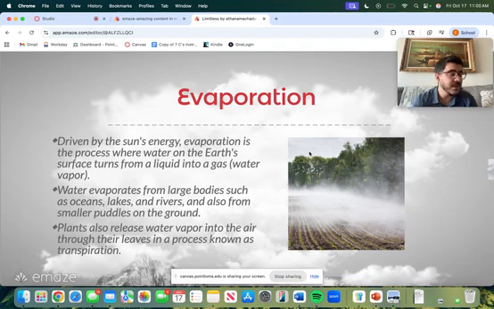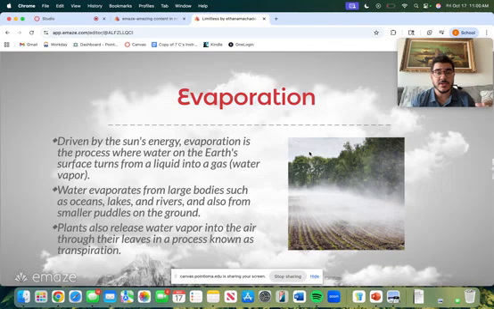Now, usually, water evaporates from large bodies such as oceans, lakes, and rivers, and it's also from smaller puddles on the ground. And then plants also release water vapor into the air through leaves in a process known as transpiration.